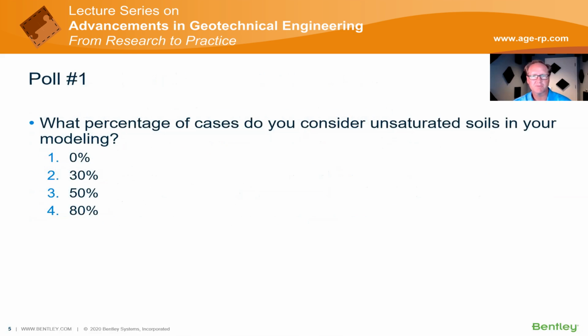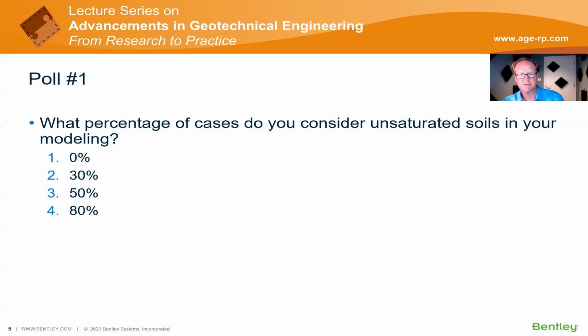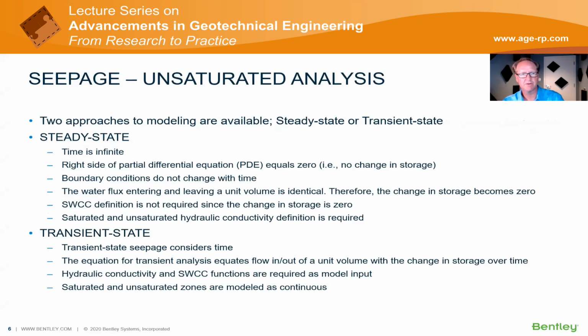Before we get started with this, let's proceed with the first poll, which asks what percentage of cases do you consider unsaturated soils in your numerical modeling, just to give a bit of an idea of where we are with the industry. There we go. Very interesting answers here. We see that the most common answer was about 30%. So it is a significant problem if we're hitting it about 30% of the time.